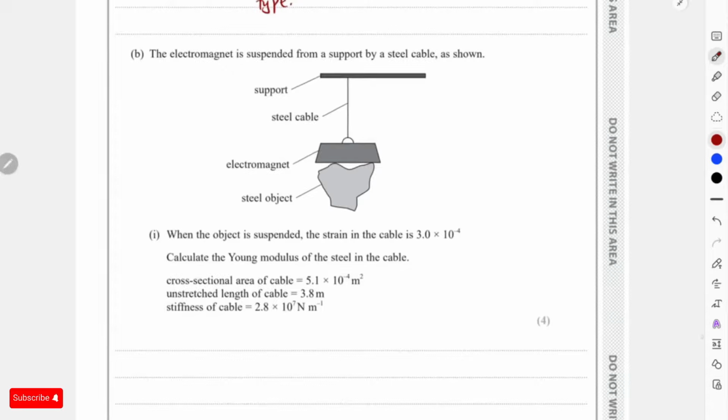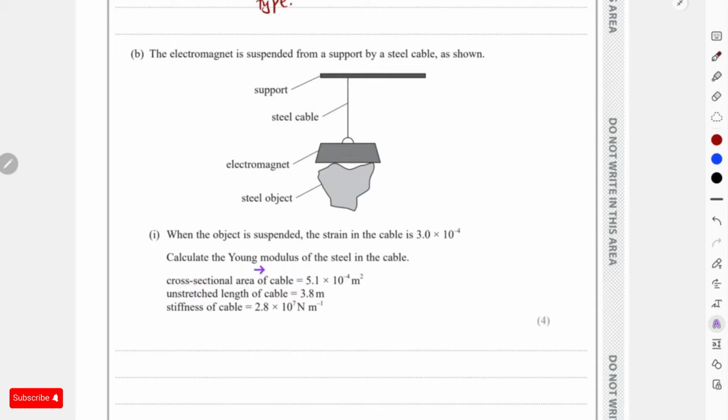Okay, so for 16b, it has this steel cable, this support, and this electromagnet connected with the steel cable, and then this steel object, which is connected to the steel cable because of these forces of attraction, like magnetism, right? Now, for part one, it says that when the object is suspended, the strain in the cable is this much, and we have to calculate the Young modulus. These are the additional data that is provided.